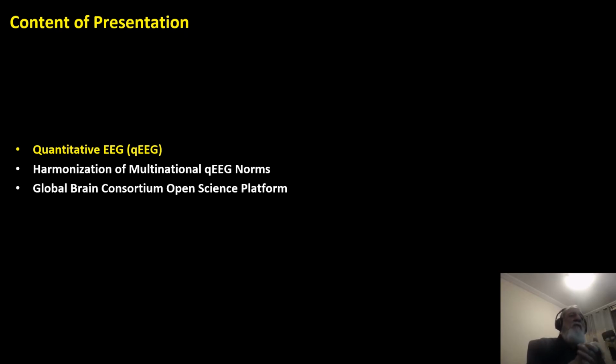However, to be able to do this, I want to touch briefly on what we call quantitative EEG, about then how we can go to multinational harmonization of qEEG norms, and then to address the problem of how we have created an organization, which is the Global Brain Consortium, which, by the way, Scott and Mike Milham have participated, that wants to promote an open science platform for EEG methods.